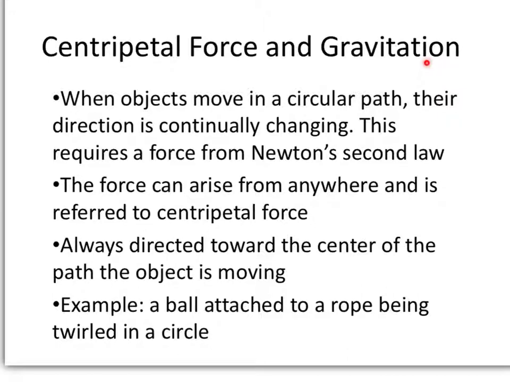Okay, an example is a ball attached to a rope being swung in a circle. The person who is doing the swinging is applying this centripetal force. By the way, if the rope breaks, the ball is going to move on a straight path, tangent to the point where the rope broke. It's not going to move outward.